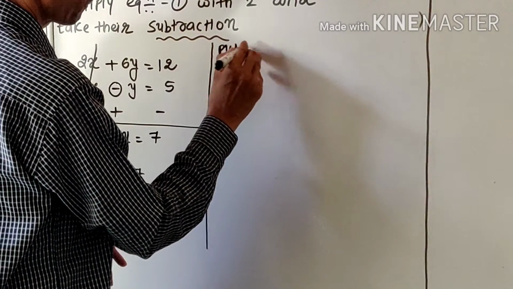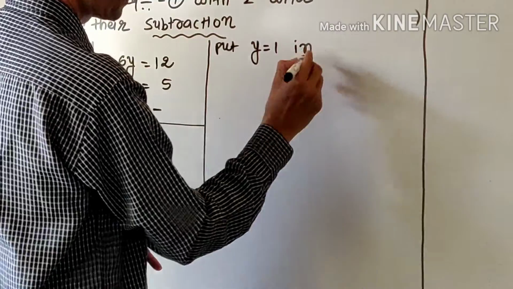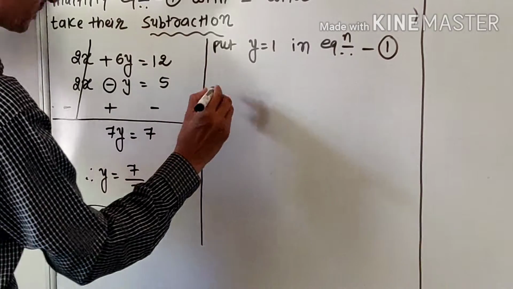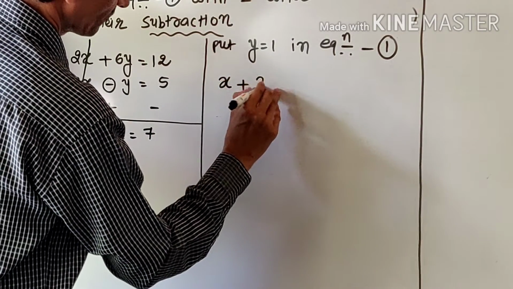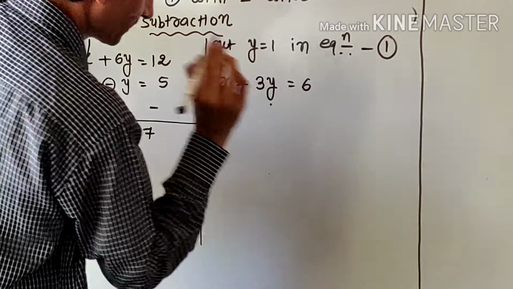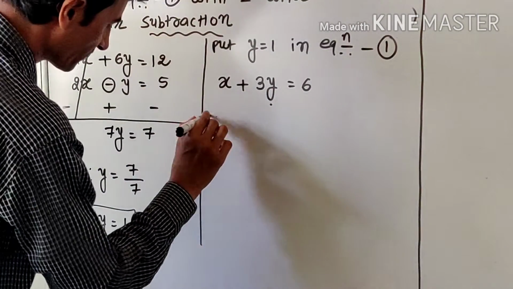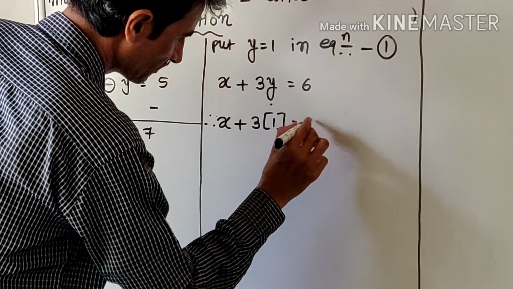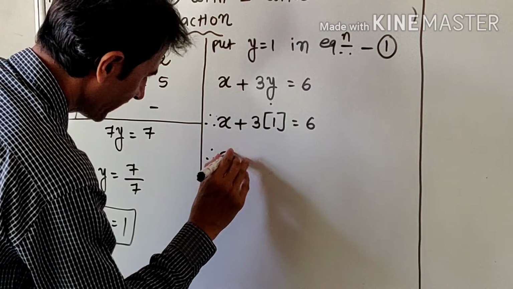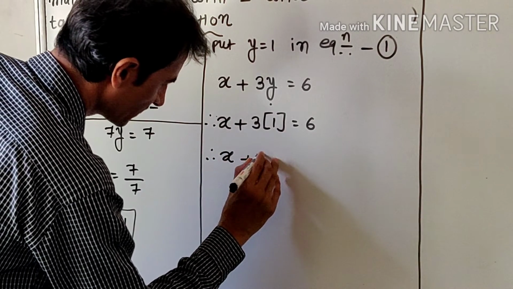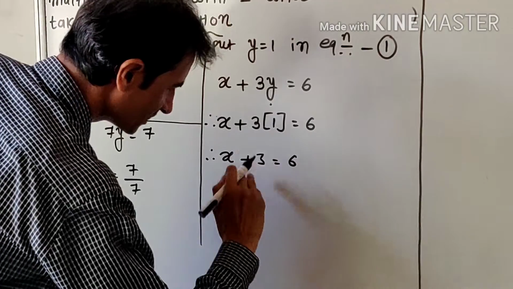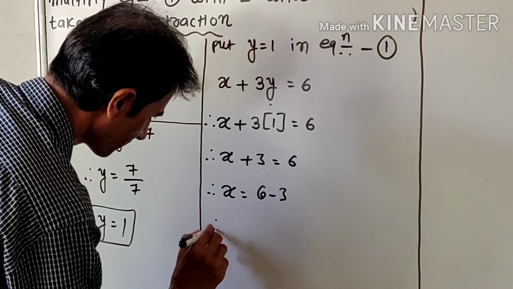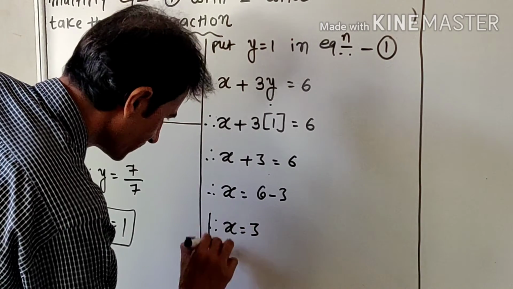Now put y equal to 1 in equation number 1. First of all I write down the equation: x plus 3y is equal to 6. Instead of this y, I write down 1. Here x again, no change at all, 3 into 1, and here is equal to 6. Now x plus 3 ones are 3, and 6. Now this 3 goes that side: x is equal to 6 minus 3, and finally I have x is equal to 3.